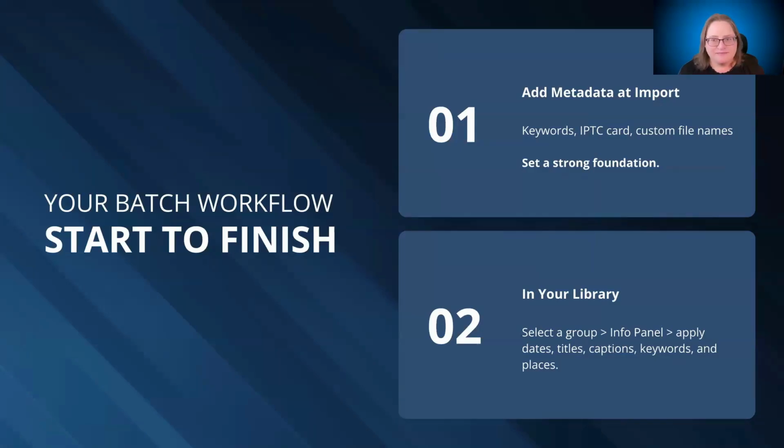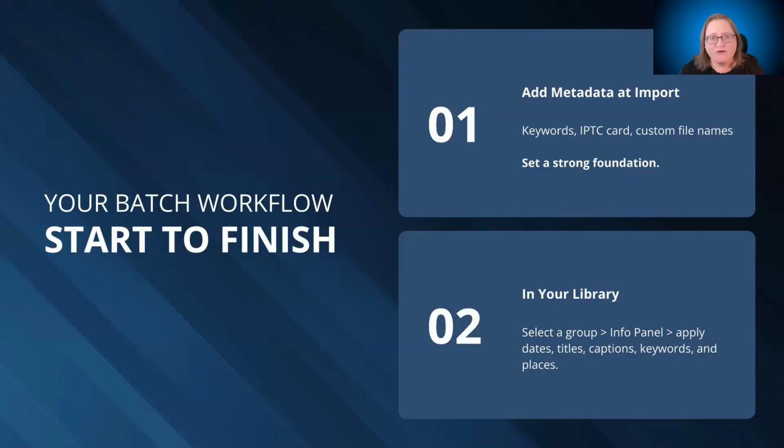So just to wrap things up, the workflow that you should use from start to finish is very simple here. First, when possible, add your metadata at import. Take the time to add a few broad keywords that describe everything. Set up your IPTC card so you can add your copyright information and your creator information. Add custom file names. That's the best time to do that. And it sets a really strong foundation for later searching in your library. It's just one step that it takes off your plate for later.